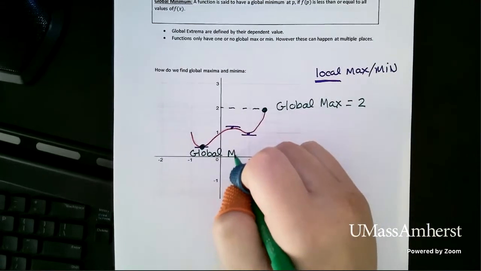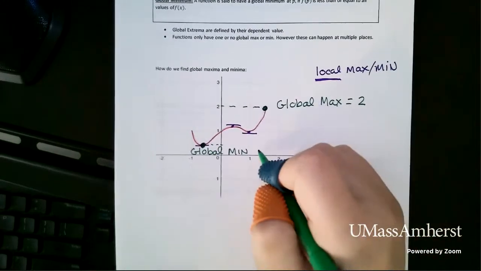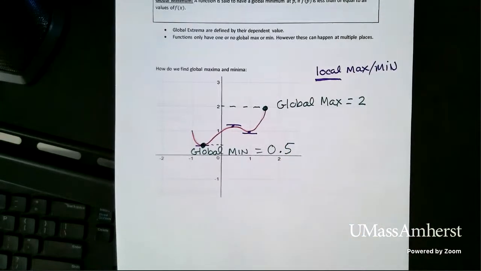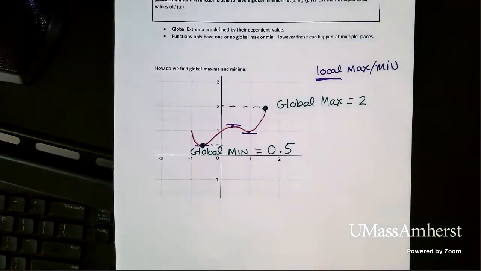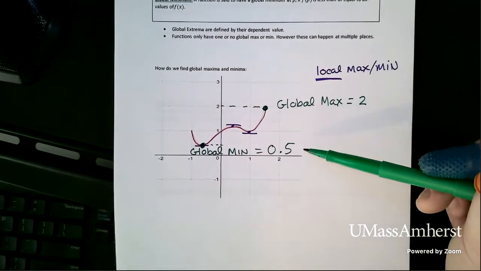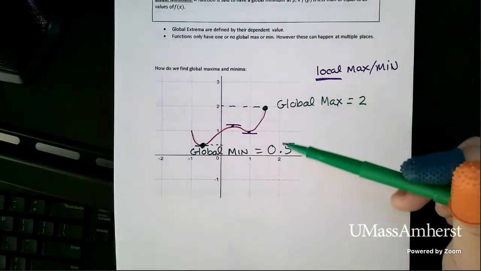So the global minimum, let's see, that looks like it's right about 0.5, right? About halfway between 0 and 1. So what is similar about global max and mins to local max and mins, and what's different?